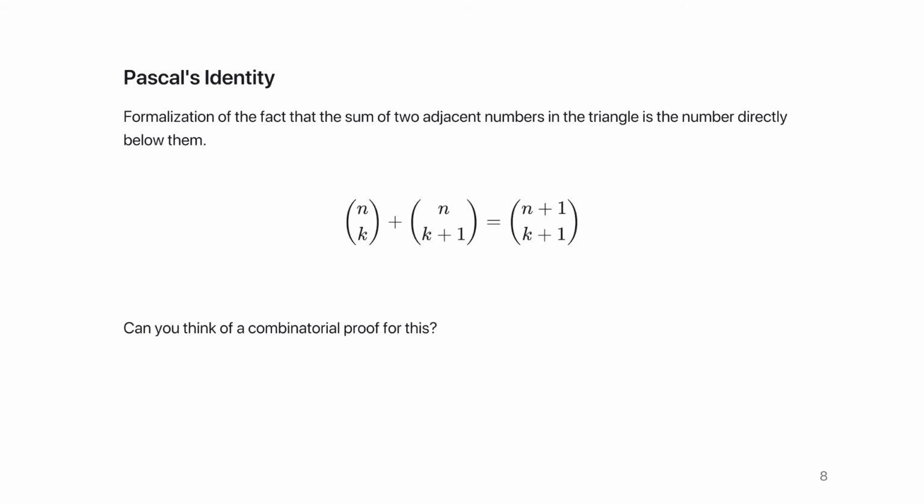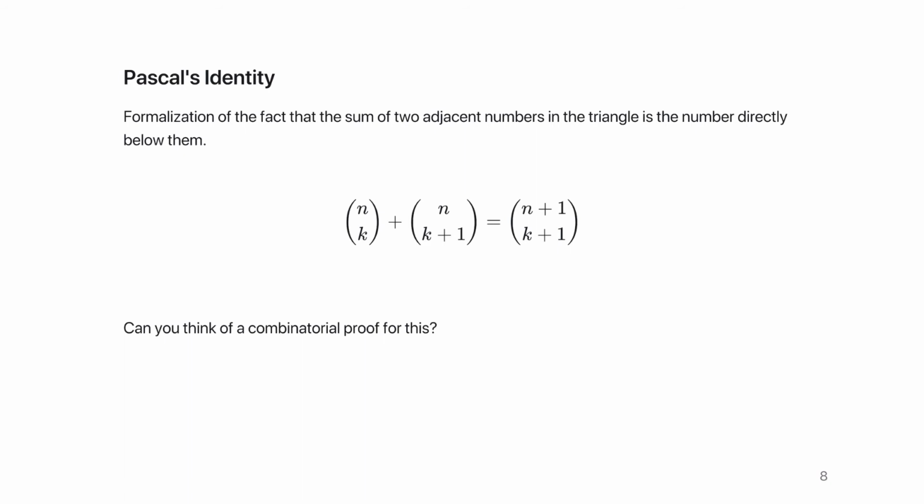Okay? So any ideas? Can anyone think of a combinatorial proof of Pascal's identity? Any ideas for a combinatorial proof? Sure. Well, on the right-hand side, it suggests that we're taking k plus 1 out of n plus 1 total. Okay.